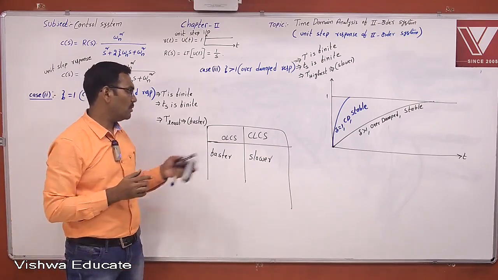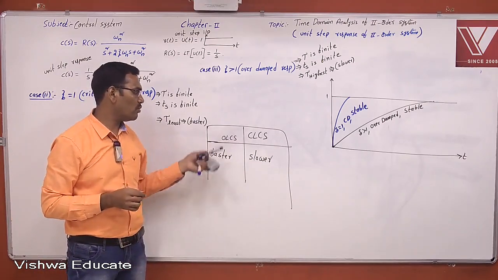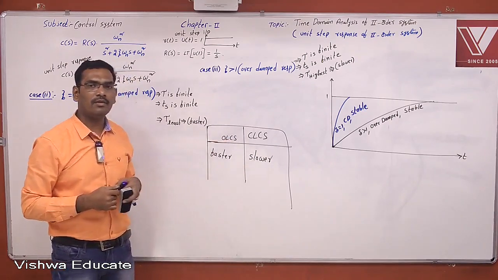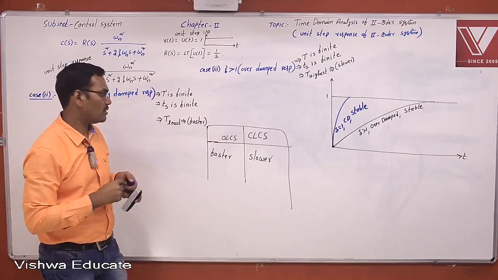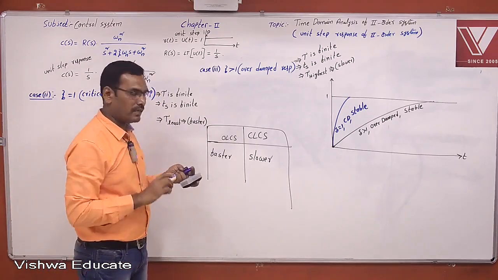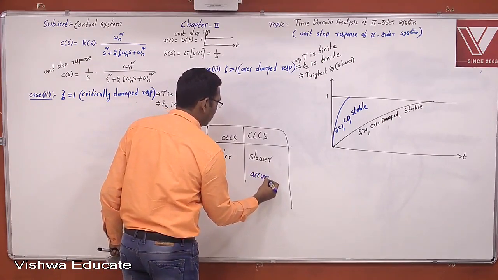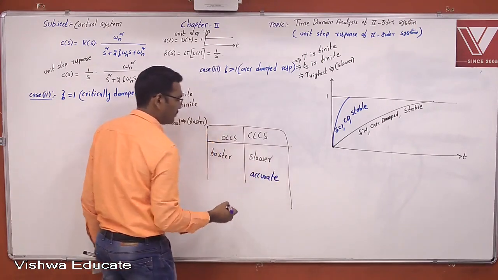Oh, how? The closed loop control system is slow, no? The open loop control system is fast. But why do you prefer the closed loop control system rather than the open loop control system? Yes, because speed is not the important criterion. This is accurate.